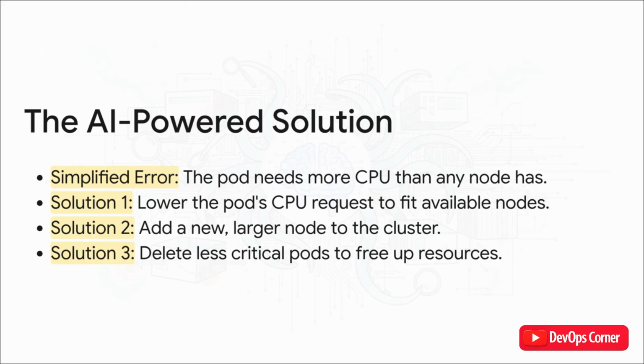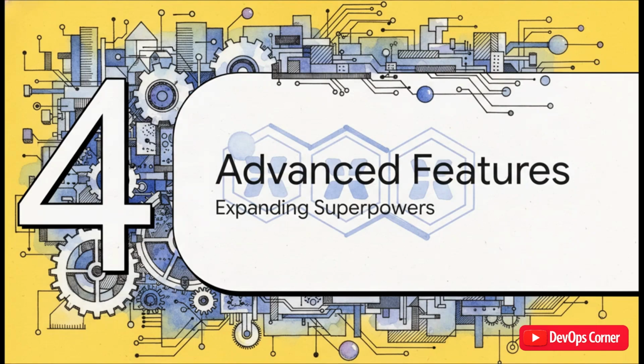We get a simple, plain English explanation. The pod is asking for more CPU than any node has, but it doesn't stop there. It gives us 3 potential solutions. We can either lower the pod's CPU request, add a bigger node to the cluster, or maybe free up resources by scaling down other things. It's not just telling you what's broken, it's giving you a roadmap to fix it. This is exactly what a senior engineer would do. I mean, that alone is worth the price of admission, which is free.